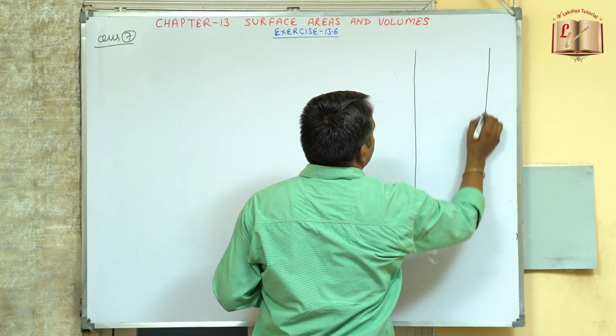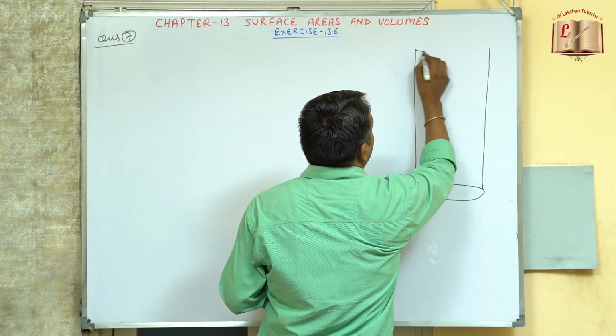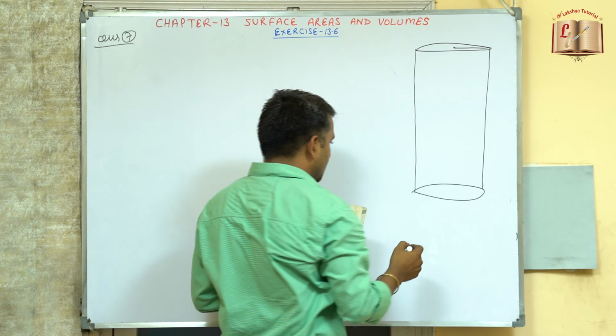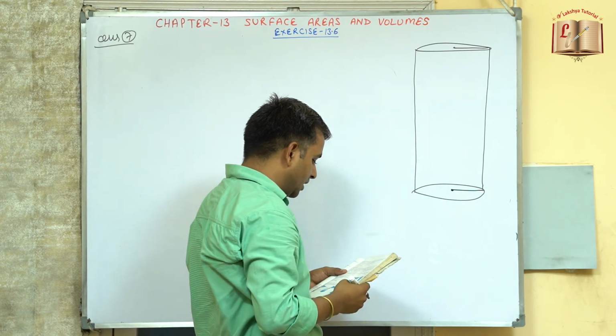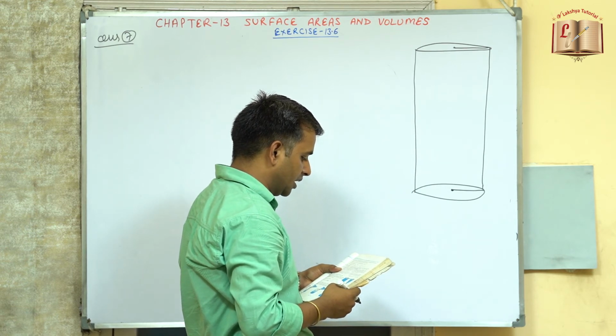So this is a pencil. This is in the cylindrical shape now. So it is given that a lead pencil consists of a cylinder of the board with a solid cylinder of graphite.